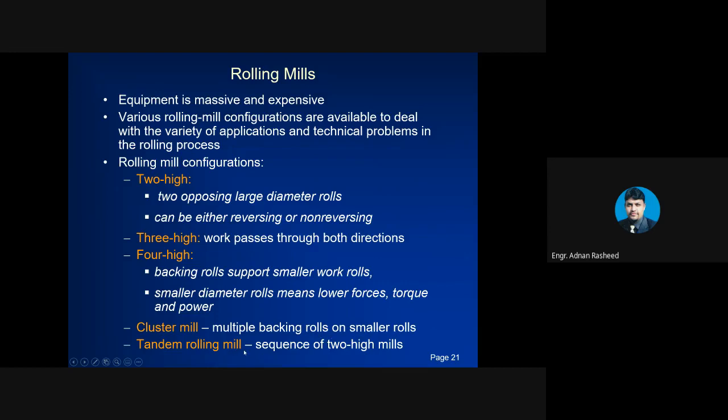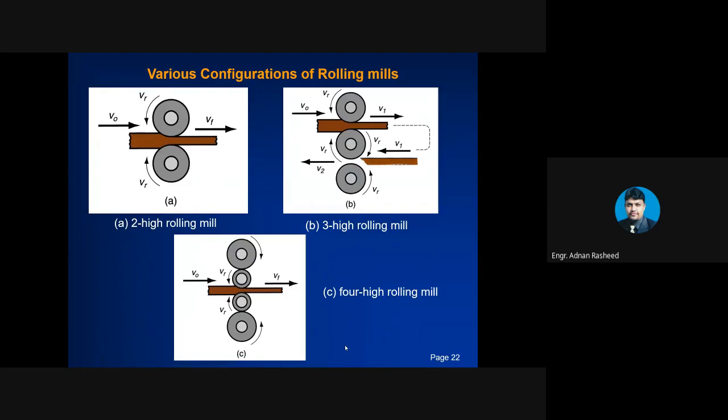Tandem rolling mills are a sequence of two-high mills. They are installed side by side in sequence. So by following this sequence, you will get your final shape. Here are various configurations of rolling mills. You can see that this is an example of a two-high rolling mill. We have two rollers, then three-roller mills. Now we have three rollers.